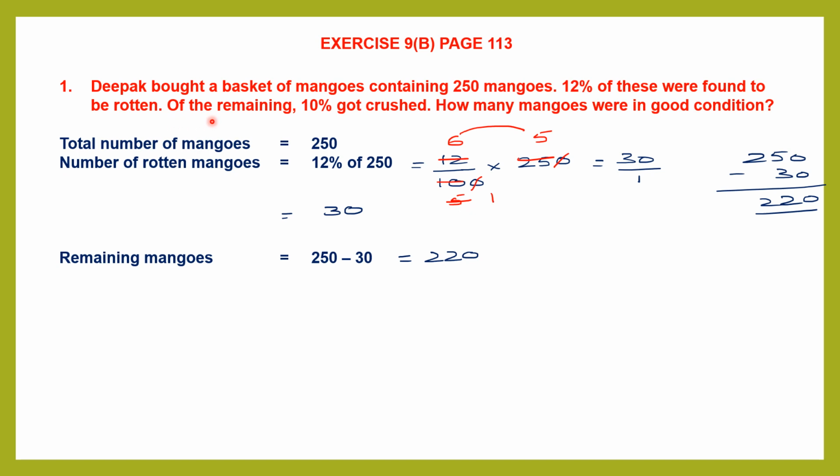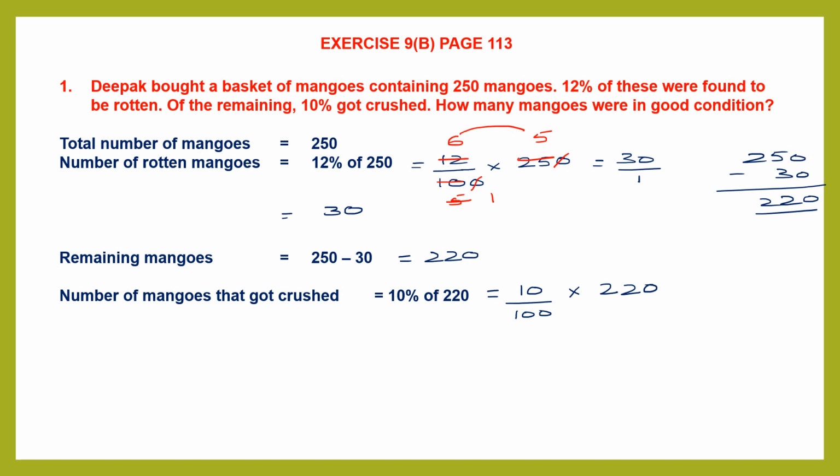Now let's read the question. Of the remaining, that means of the remaining mangoes, that's of 220, 10% got crushed. So even that has to be removed. So let's find out how much 10% is. So number of mangoes that got crushed is 10% of 220. So let's find how much that is. 10% means 10 by 100. Of is into and then 220. Cancel the 0, 10 here, 10 here. I can cancel one more 0 here. Now let's multiply the numerators. 1 into 22 is 22. That means the number of mangoes that got crushed is 22.